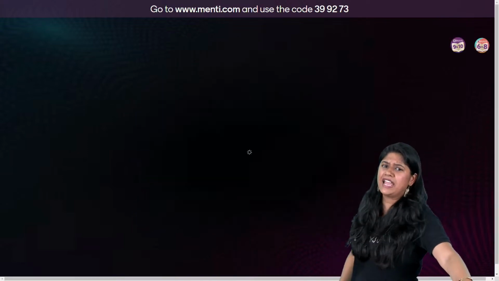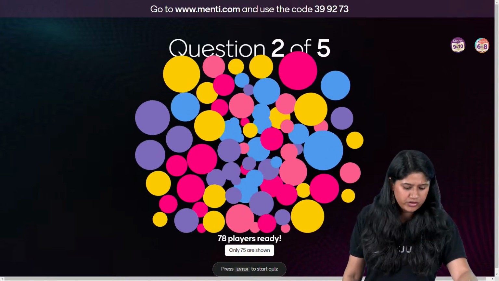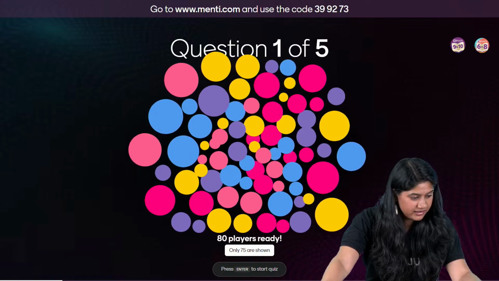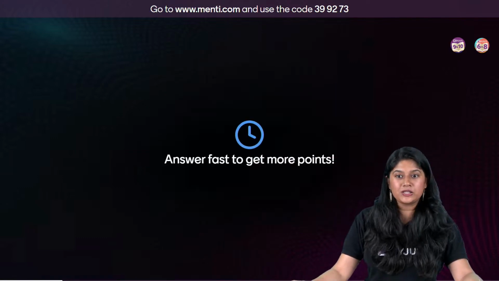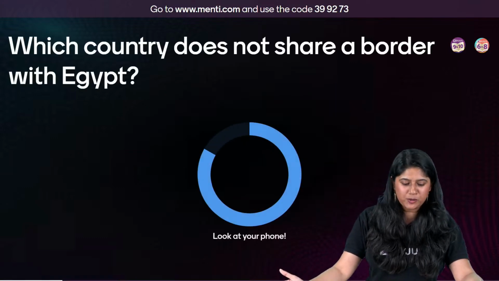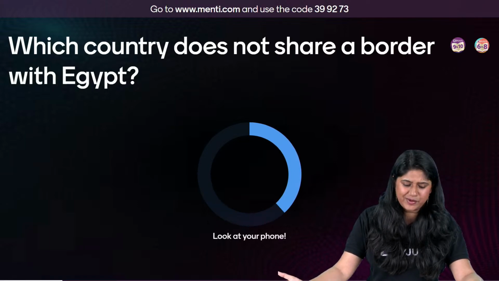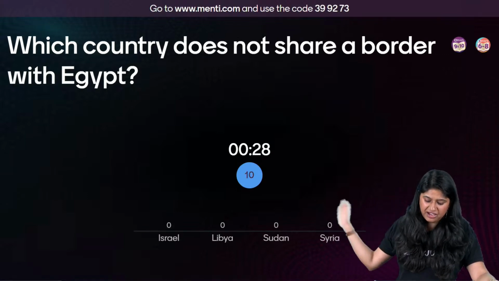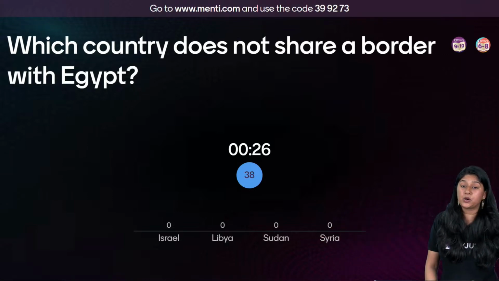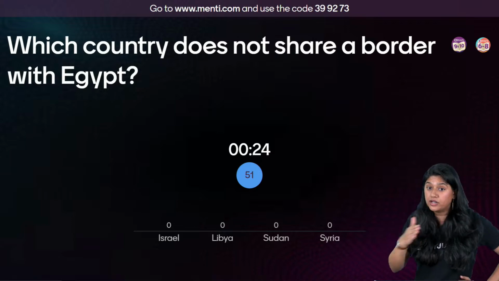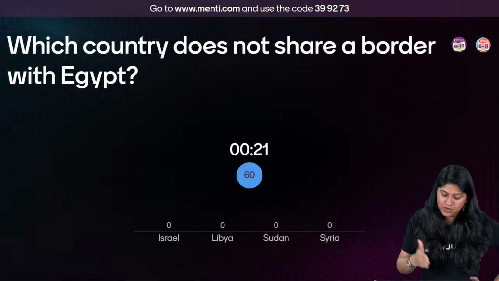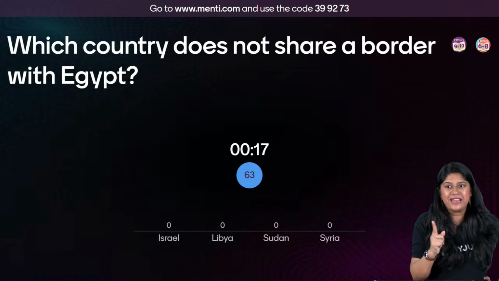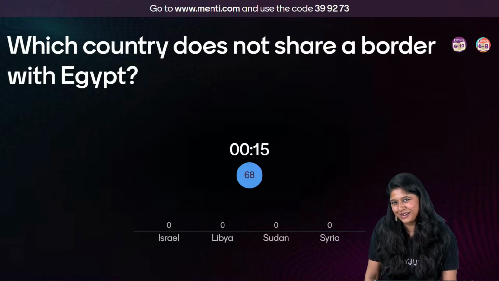Let's take a look at the 5 questions. Okay, wait, where we have the first question. Okay, let's see, enter. Okay, everyone, all the best. Watch documentaries. Okay. This is an easy question. Which country does not share the border with Egypt? So yeah, we have 4 options. You have to pick which of these countries does not share the border with Egypt. We have Israel, Libya, Sudan, and Syria. Easy question. If you have paid attention, everyone, I'm sure you'll be able to answer this question.